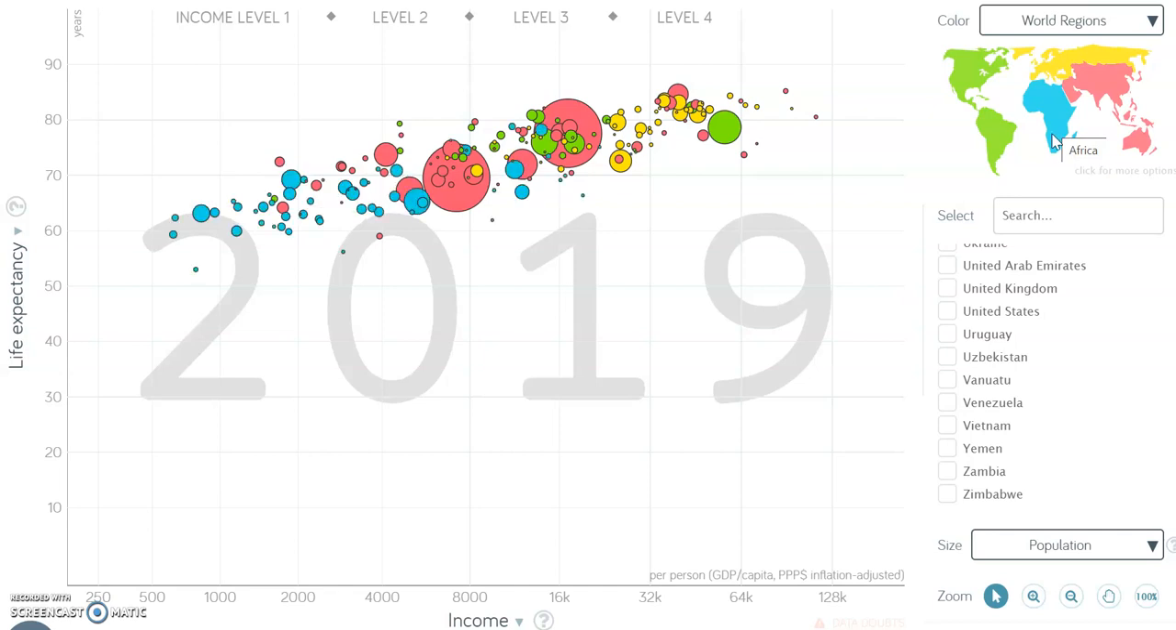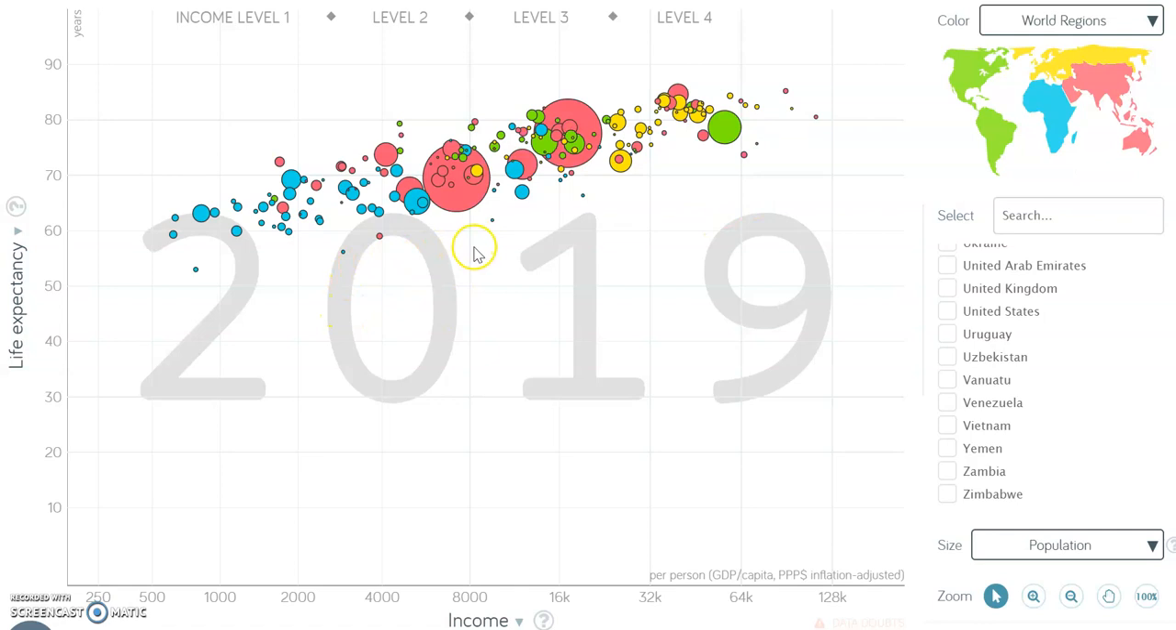But an interesting thing is Asia is kind of spread all across the spectrum of this graph, with having some countries with high GDP per capita and high life expectancy, whereas also having countries with low GDP and lower life expectancy.